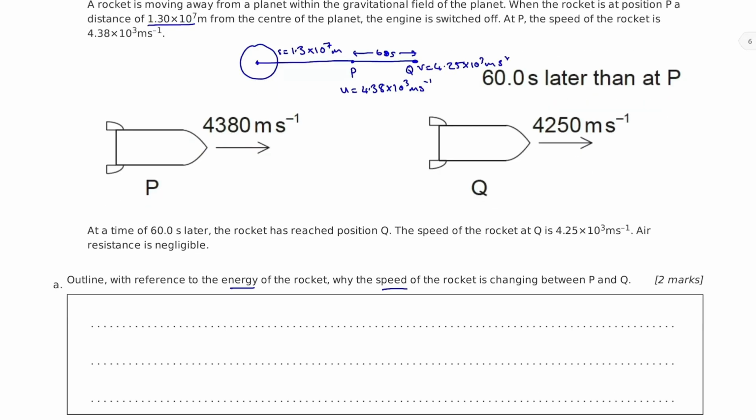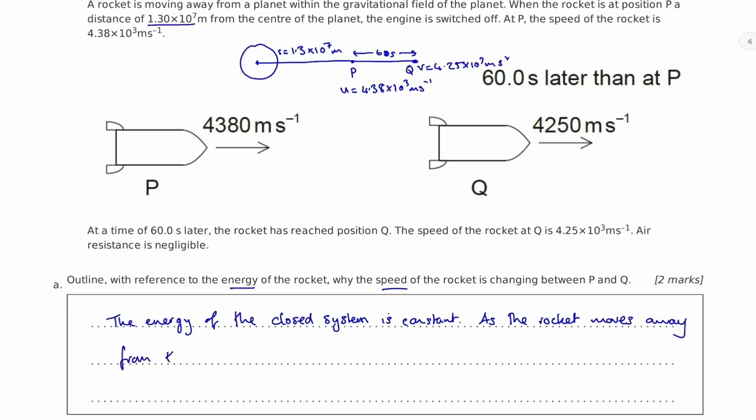So the speed has decreased. First of all, the energy of the closed system is constant. As the rocket moves away from the planet, the potential energy increases.